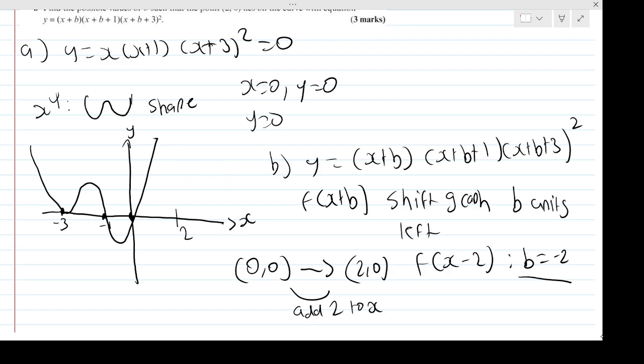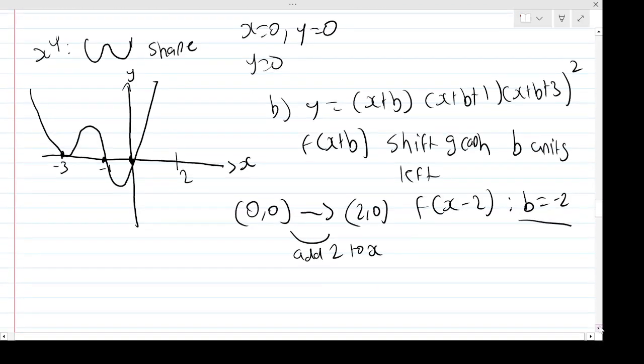Okay, then we could do the same for the other points. So the other points we have are this root as well, minus 1. Again, I can only shift it left or right. I want to move it to the right, in order for the minus 1 to then go to 2. I'm going to shift this point, minus 1, 0, to 2, 0.